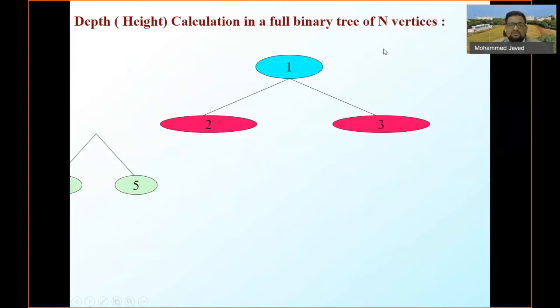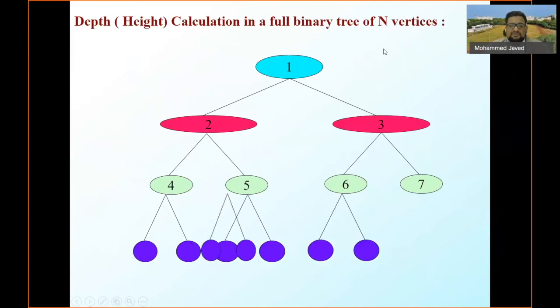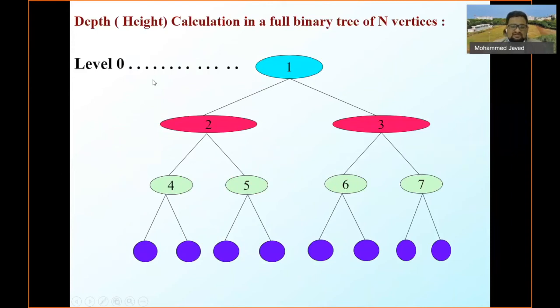So now let us try to analyze the complexity with respect to the binary tree, full binary tree. So now this is at level 0, and 2 and 3 are at level 1, 4, 5, 6, 7 nodes, they are at level 2, and all other nodes are at level L. So in general, it is at level L.